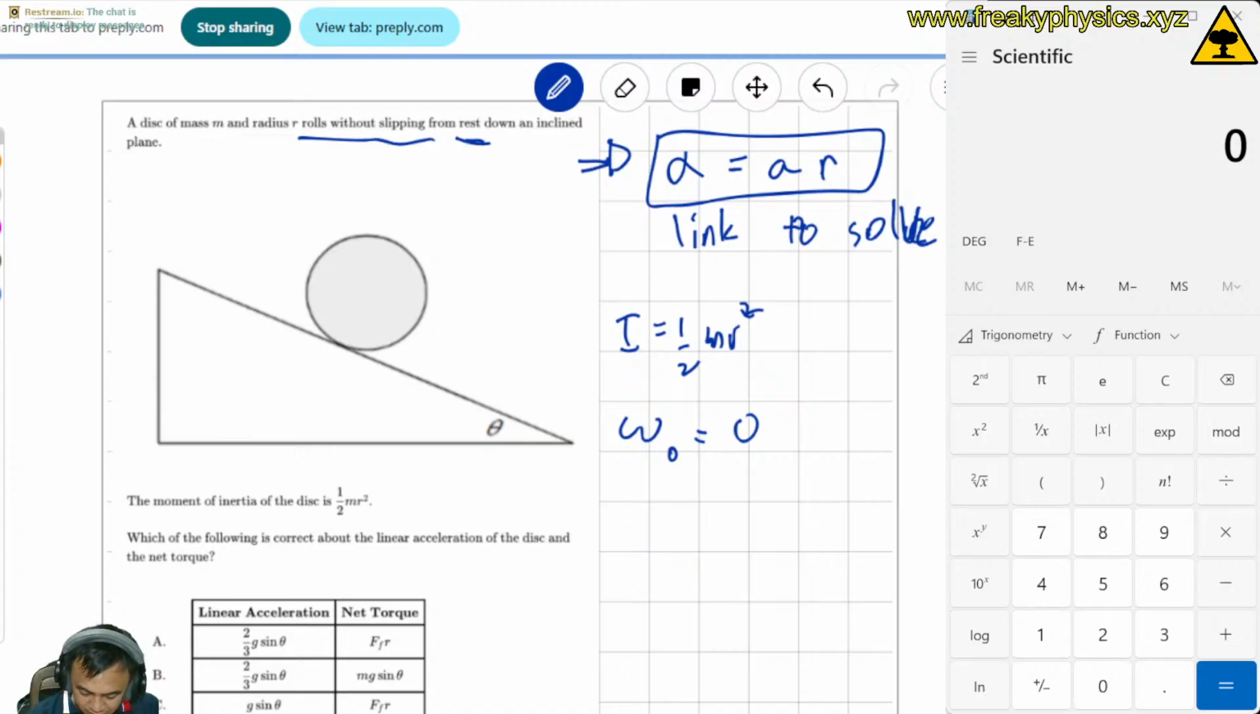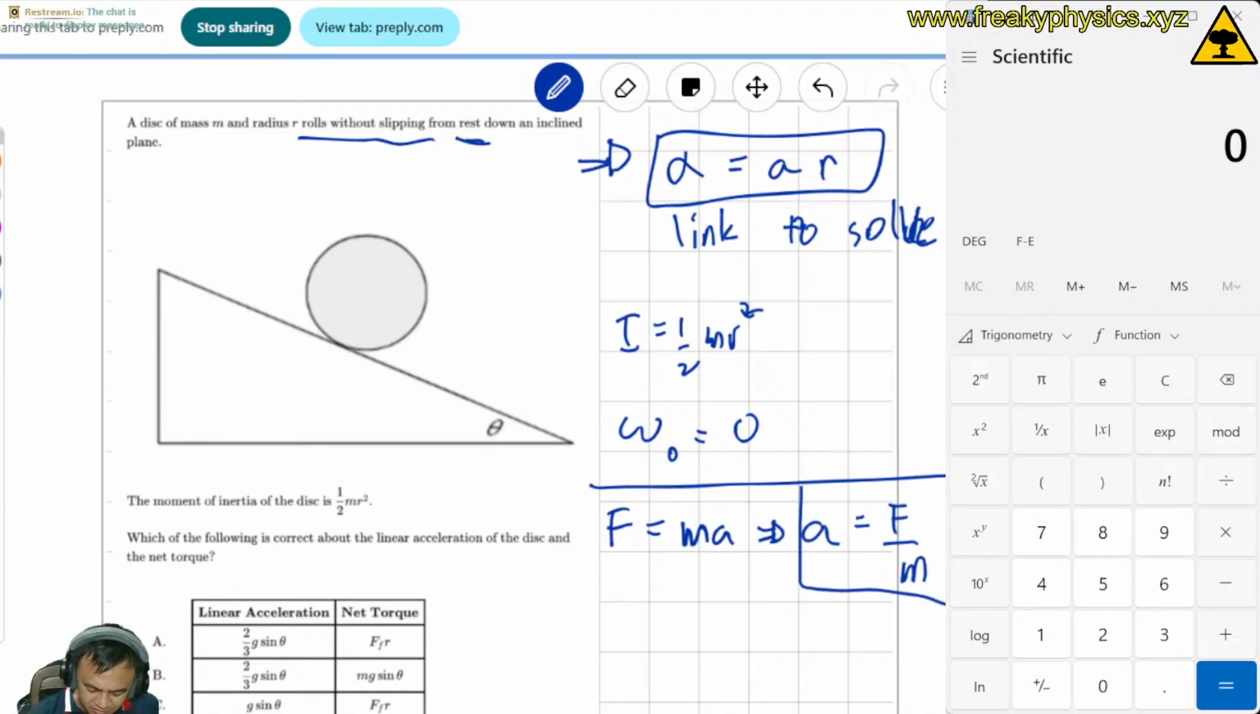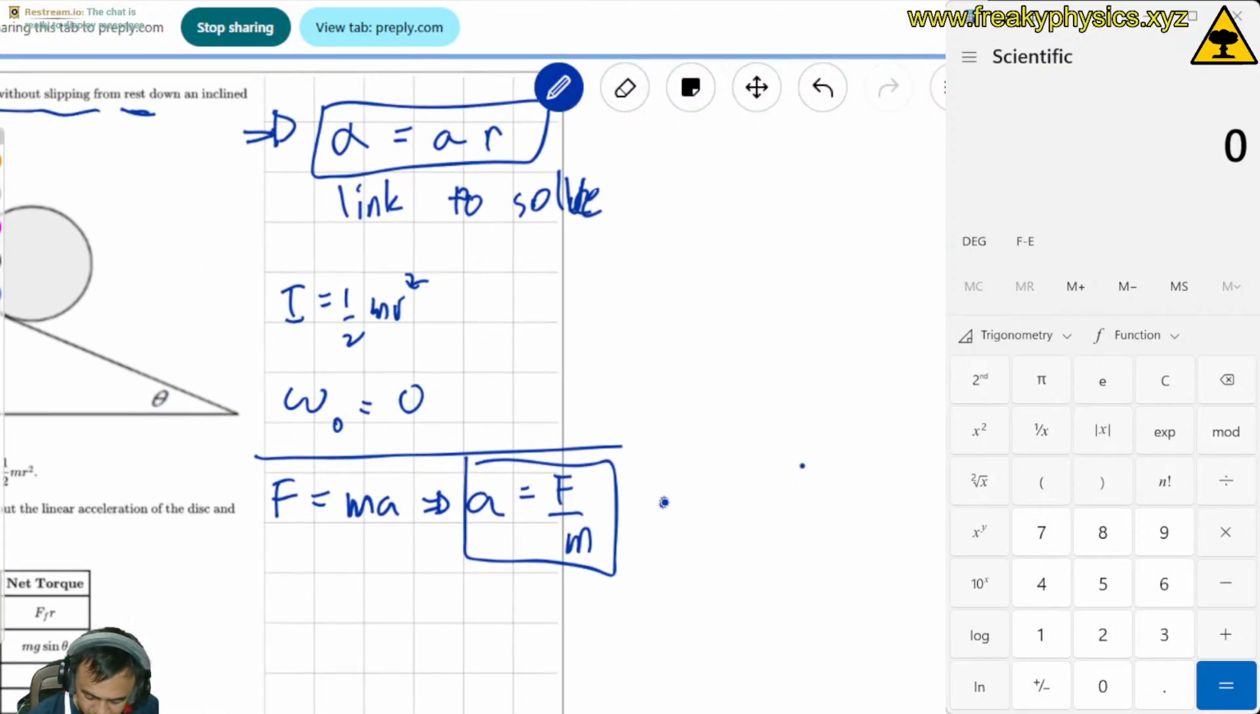Now remember this. Let's go first to the linear version. Force equals ma, right? So if you're going to convert that and look for the acceleration, we're going to get a equals F over m, right? Okay. So what we're going to do here is the rotational analog for this, wherein the torque is equal to I alpha.